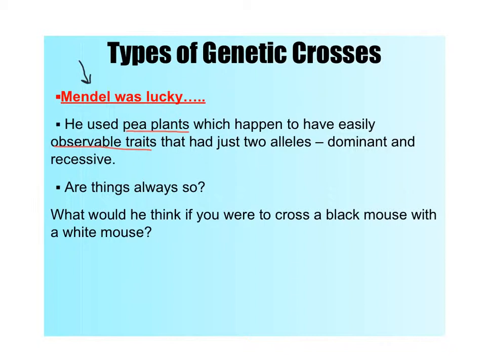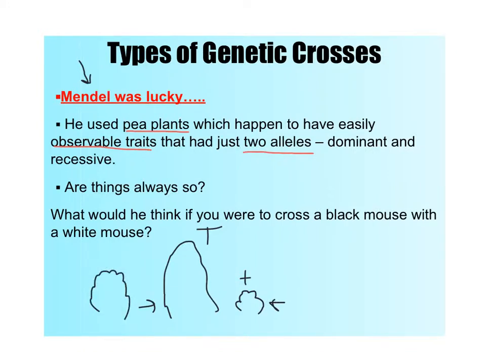These are also traits that have just two alleles. So, for a plant that's tall, it has the tall dominant allele, and the little plants that are short, they have the recessive. So there's only two alleles. So the plants are either going to be tall or they're going to be short. There were also only two phenotypes. The plants were either going to be tall or they were going to be short. There was no medium-sized plant. It was just tall or short.